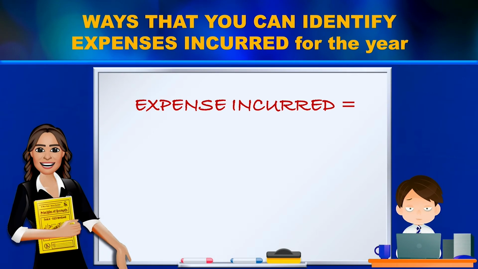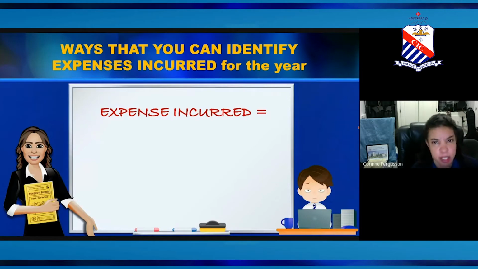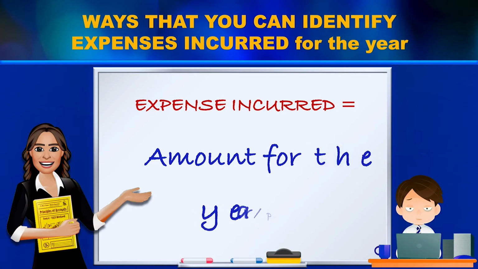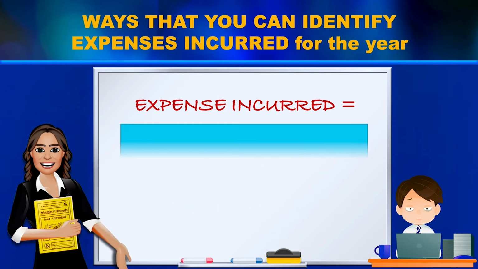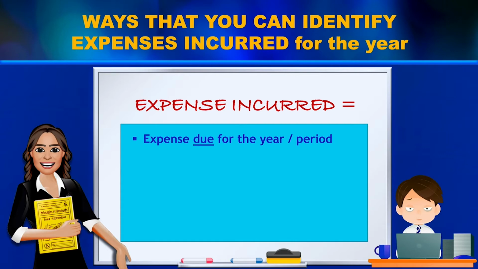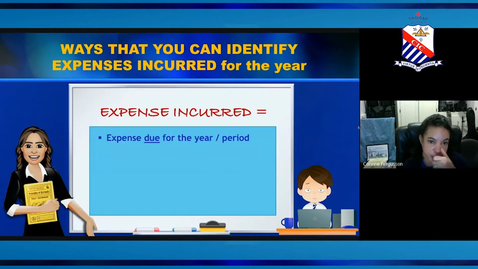So ways that you can identify the expenses incurred for the year. They might tell you. Okay, so they might tell you how much was incurred for the year. And what are some of the ways that you might see it? If they do give you that information straightforward, they might tell you how much was due for the period. So they will tell you that for the electricity bill, $800 was due. That means that that is the amount that was incurred.